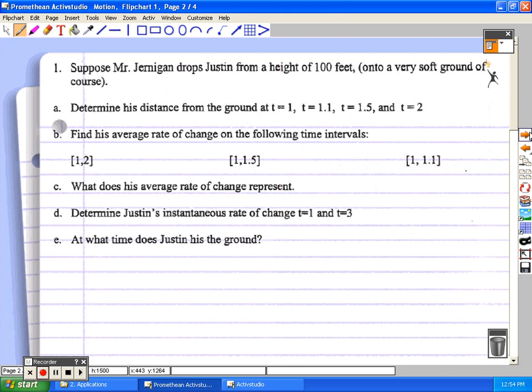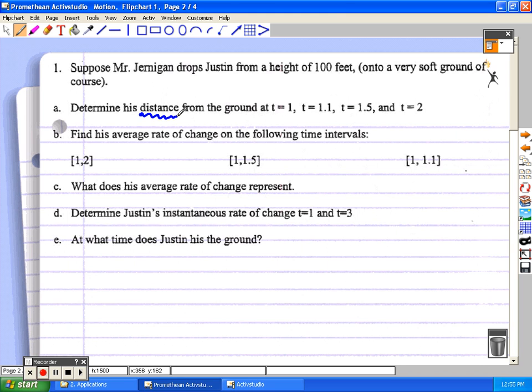All right, so then I asked you to apply what you just learned and what you just read, and you were supposed to also read some of this from your textbook. Suppose Mr. Jernigan drops Justin, a former student, from a height of 100 feet onto a very soft ground. Determine his distance, his being Justin, from the ground at 1 second, at 1.1 seconds, at 1.5 seconds, and at 2 seconds. Now notice that this question is asking you basically for his position. Where is he in the air?